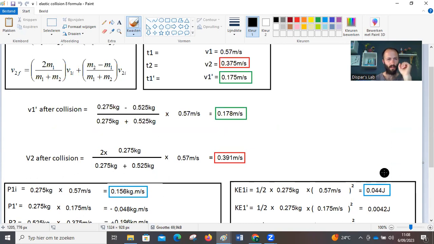This is the 6th elastic collision, and I'm going to stop here and make another one. All right.